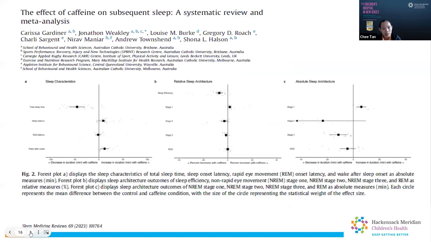Separately, researchers in Australia did a systematic review and meta-analysis last year on the effects of caffeine on sleep. This is mostly for adults, but it's probably applicable to children as well, especially teenagers. They concluded that caffeine does decrease total sleep time, does decrease sleep efficiency, and also increases the transitional sleep stage, which is stage one, and decreases slow wave sleep, stage three.